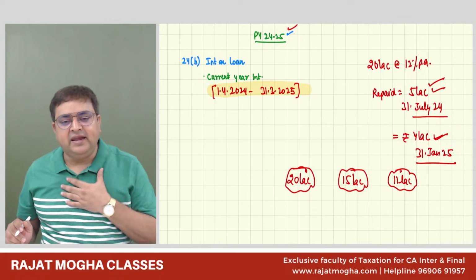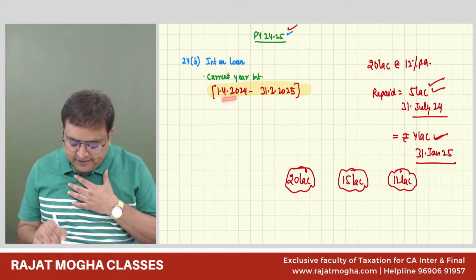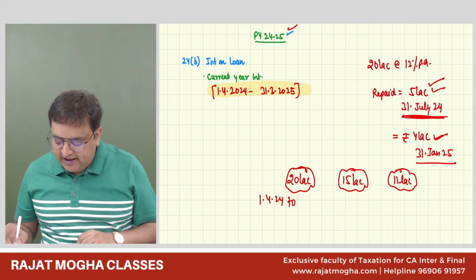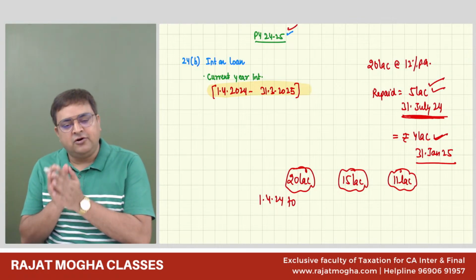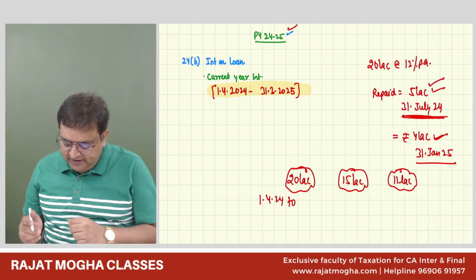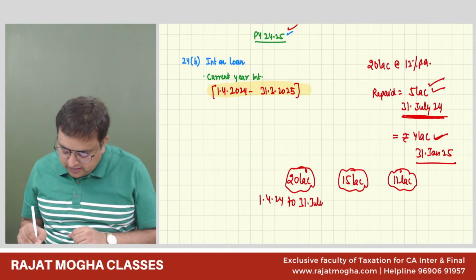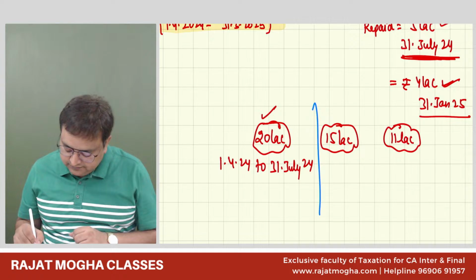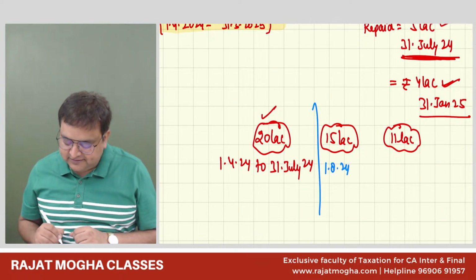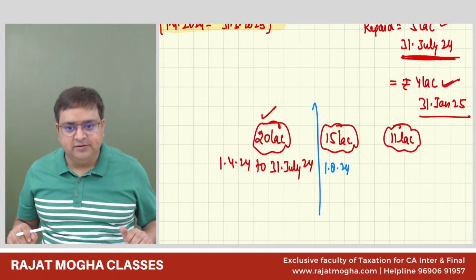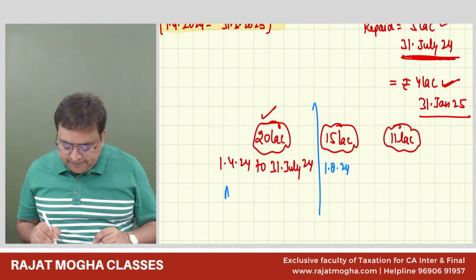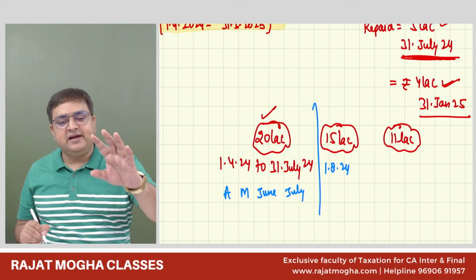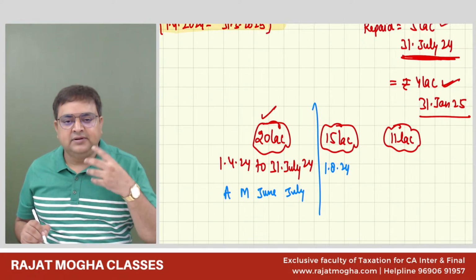So the bank will say that I need interest on 20 lakh from 1/4/24 till you have repaid 5 lakh rupees on 31st July. After 31st July, your outstanding is 15 lakh. So it means till 31st July, your outstanding was 20 lakh, and from 1st August 2024 onwards, your outstanding is 15 lakh rupees. Are you okay with me? So the bank will say, for the month of April, May, June, and July, I will take interest on 20 lakh rupees because the outstanding was 20.